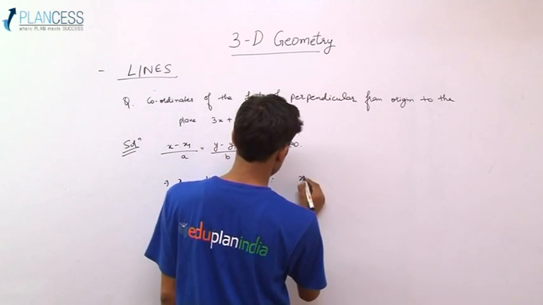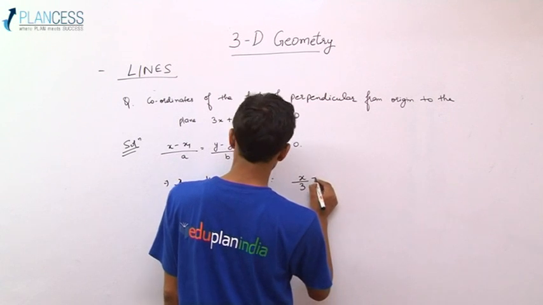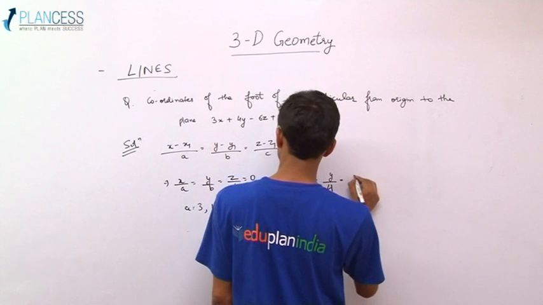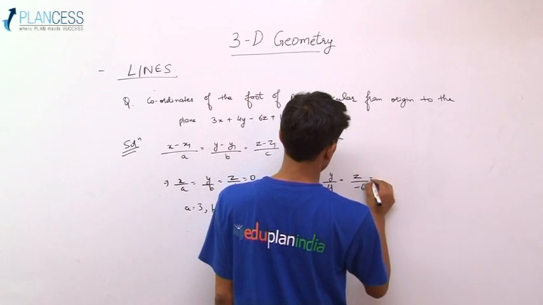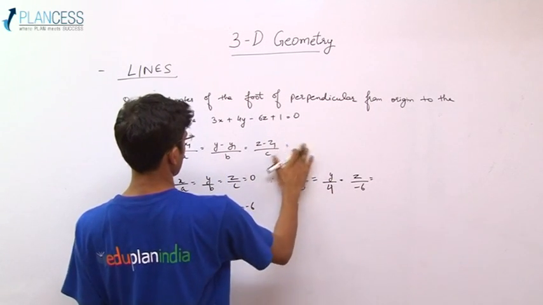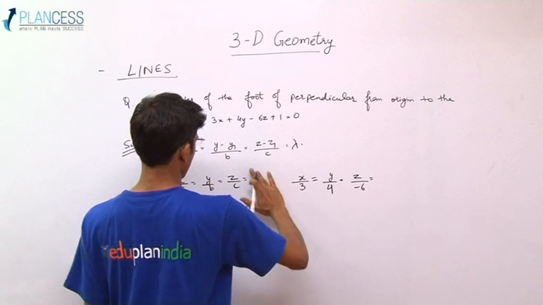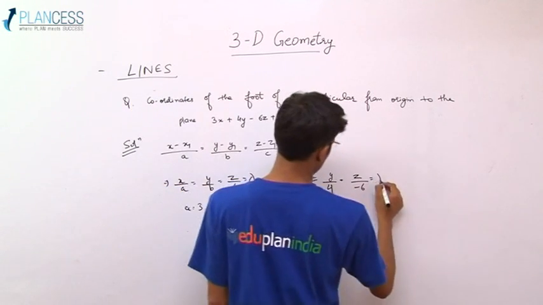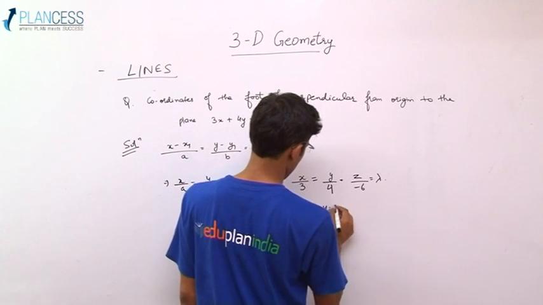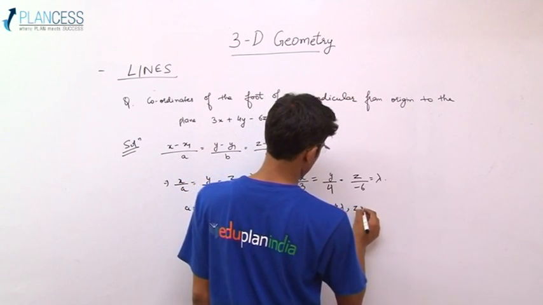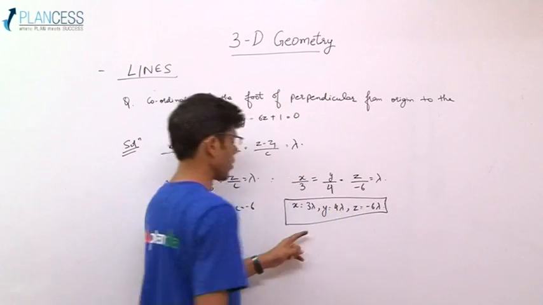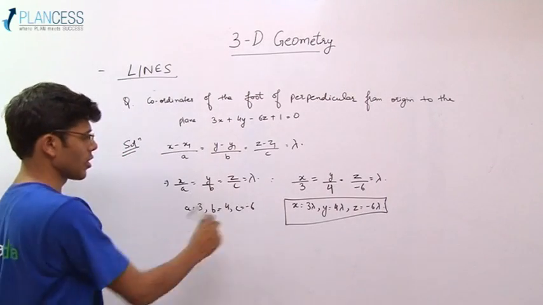So the equation becomes x by 3 is equal to y by 4 is equal to z by minus 6 is equal to, this is not 0, I'm sorry, a particular lambda. So x is 3 lambda, y is 4 lambda, and z is minus 6 lambda. Any point on this line has coordinates which are parametrically represented by this.